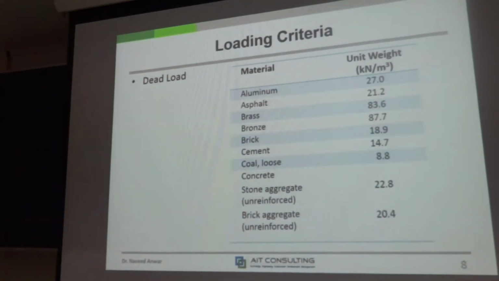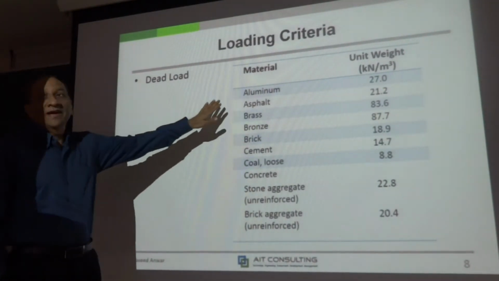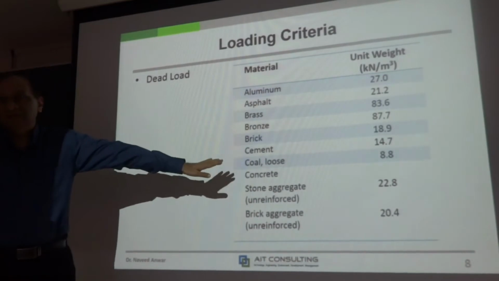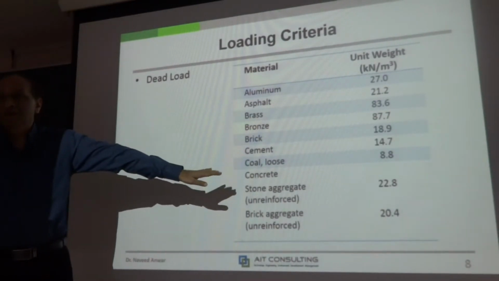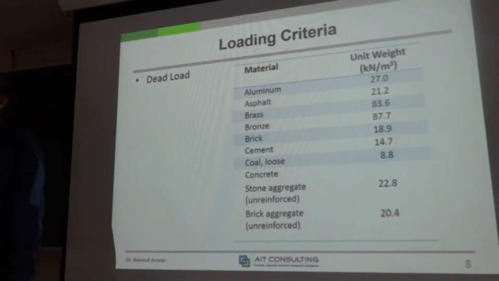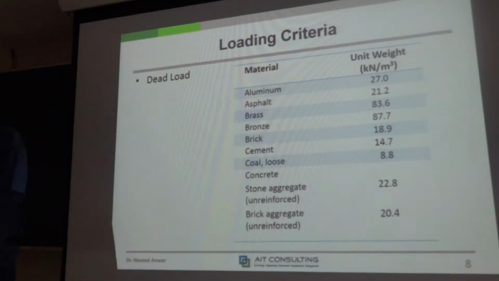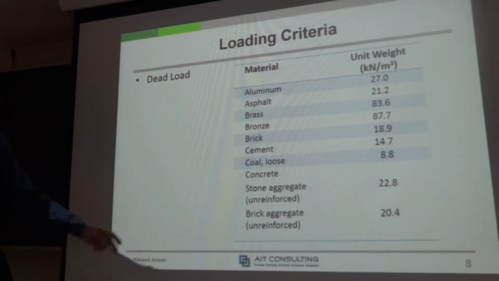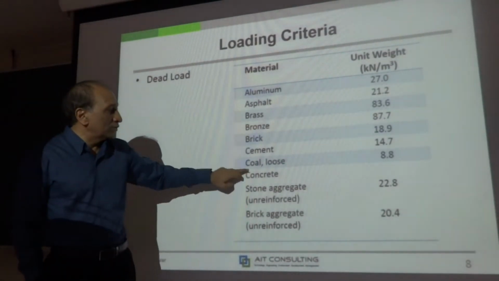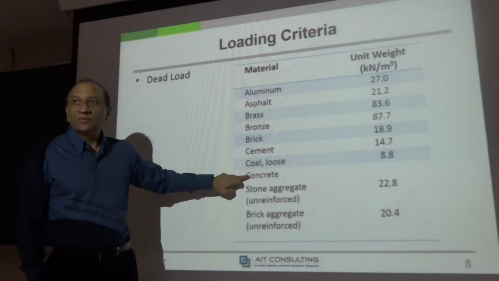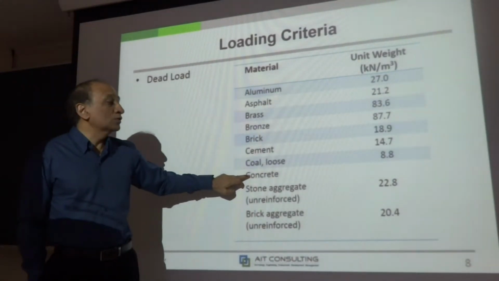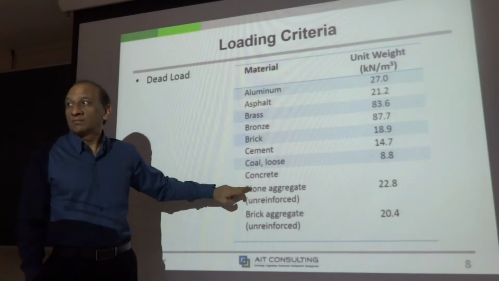Dead load alone, you need to know the weight of all the materials that are involved, and you need to list them down, because these densities are not constant. Concrete, for example, may have different weight depending upon the aggregate that you are getting. So you need to specify that, and then it has to be agreed. Some people may use 20 to 24, some people may use something else.